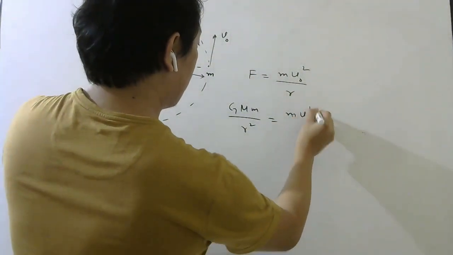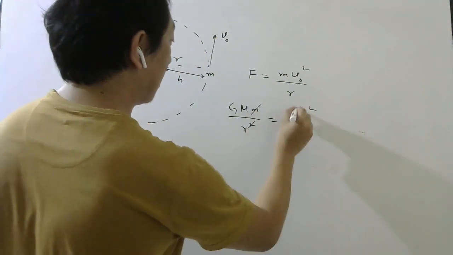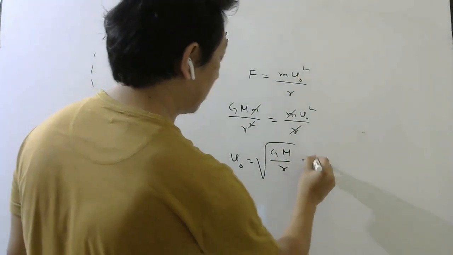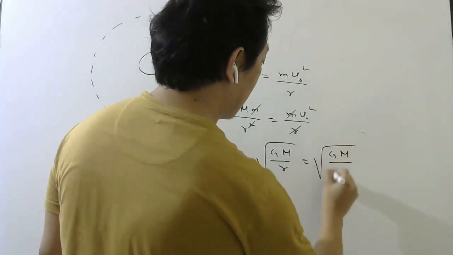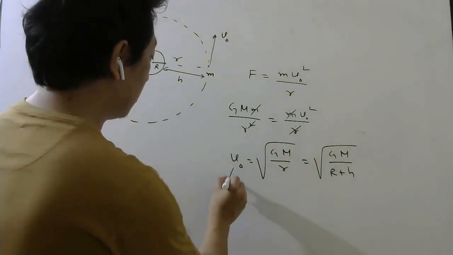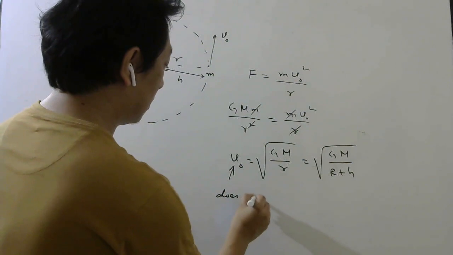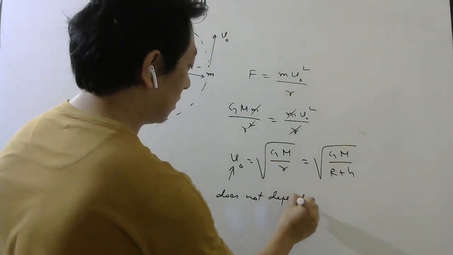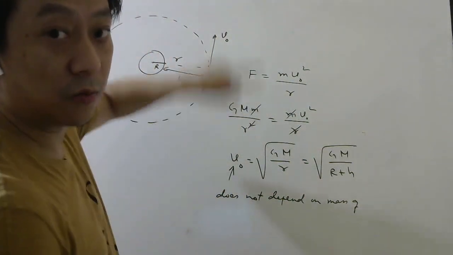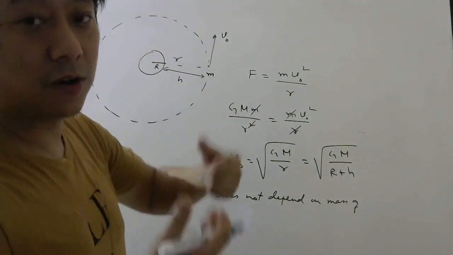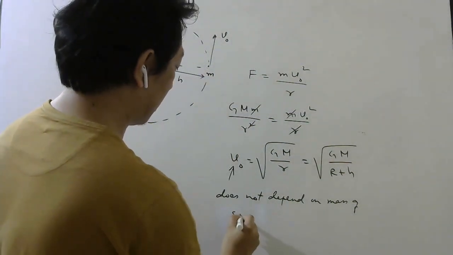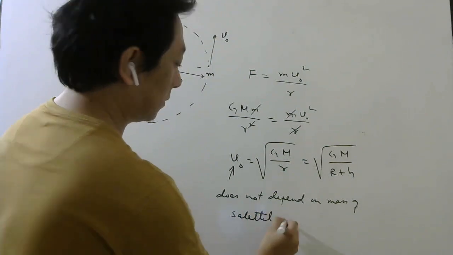M v naught square by r. So one r will cancel, m will cancel. So v naught is root over GM by r, which I can also write as GM by r plus h. So one thing you have to notice is v naught does not depend on the mass of this particle, the one which is revolving. So my time period will not depend on my mass. So if it is a satellite, then it does not depend on the mass of the satellite. Okay, so this you have to remember.